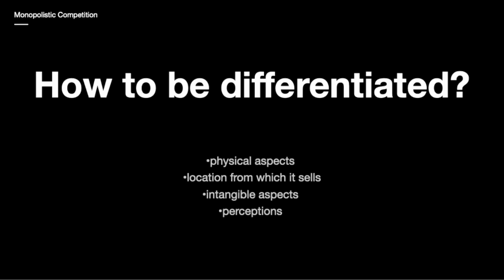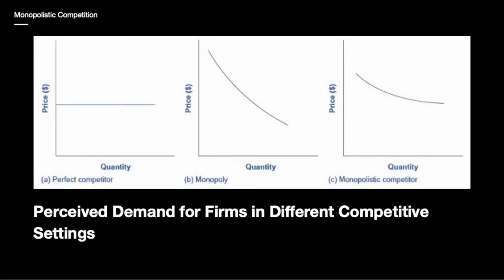Ways for a product to be differentiated: 1. physical aspects; 2. the location at which it sells; 3. intangible aspects; and 4. perceptions. Perceived demand for firms in different competitive settings. Figure A shows that the demand curve faced by a perfectly competitive firm is perfectly elastic. It can sell all the output it wishes at the prevailing market price. Figure B shows the demand curve faced by a monopoly is the market demand.